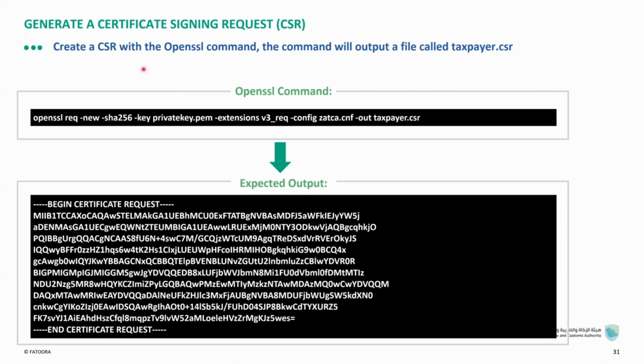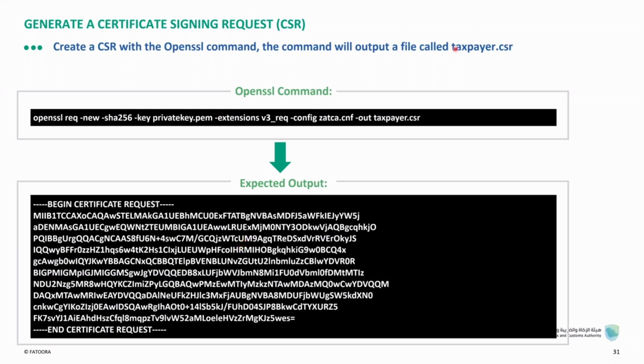Next step, once you have that in PEM format, you need to generate a certificate signing request, which is CSR. So basically, we're going to open the command line and write this command, and you can see here we're passing the private key that we have created in the previous step. This is the expected output of a CSR command.